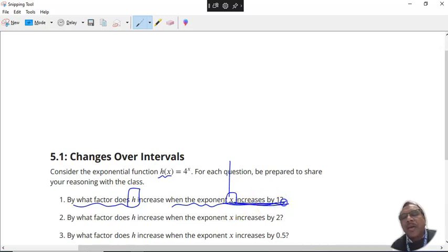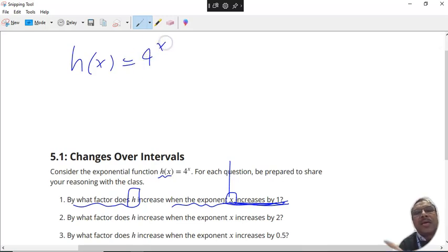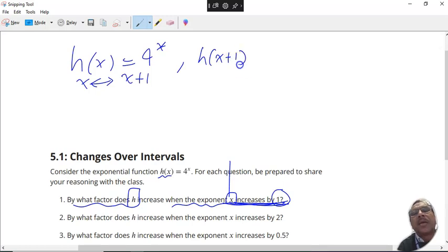Let's see. So first one is saying if x increases by 1, so we'll write this part here. h(x) is 4 raised to x. All you do is, in place of x, you replace it by x plus 1. So it is increased by 1. So x is replaced by x plus 1. So this will be h(x+1) equals 4 raised to x plus 1.